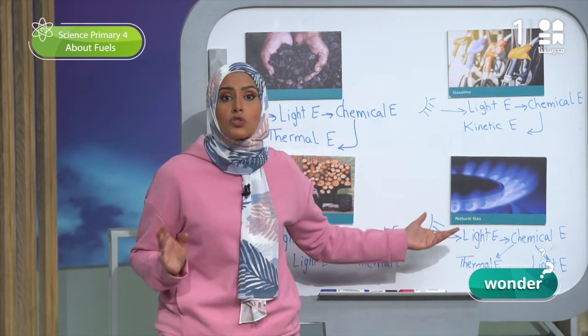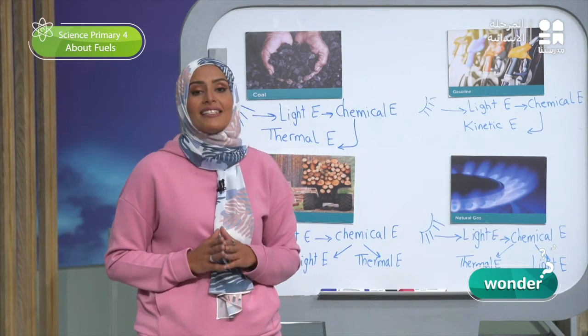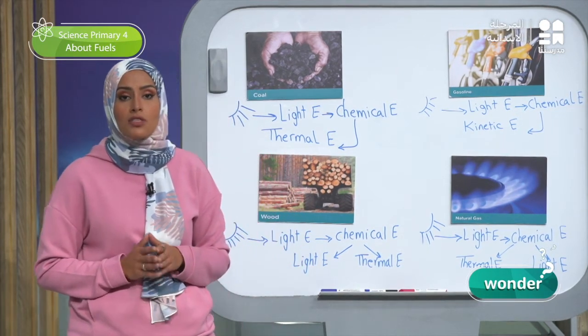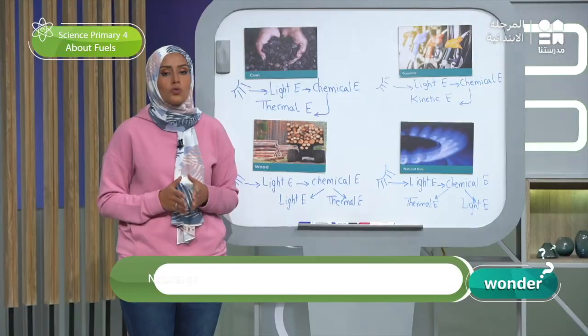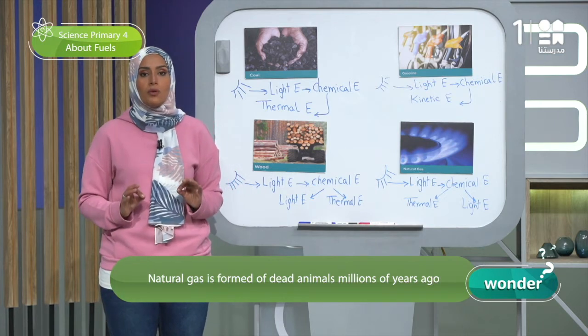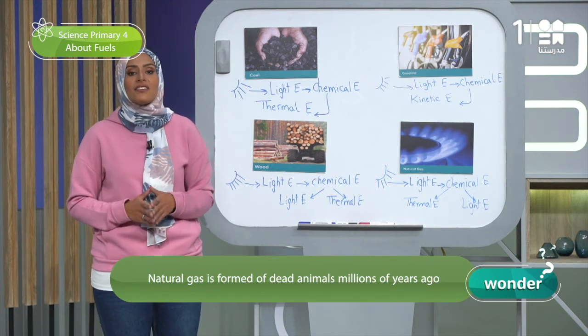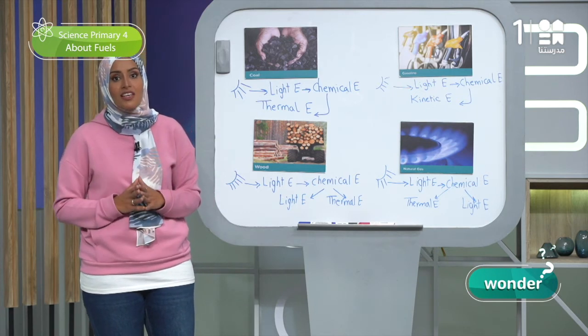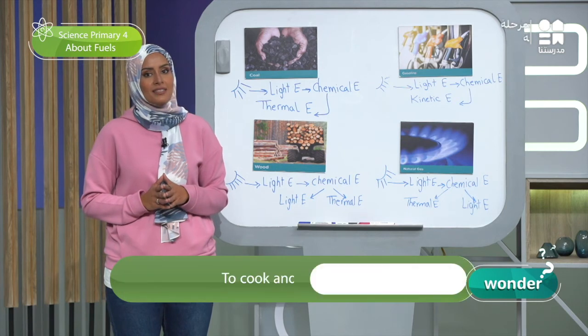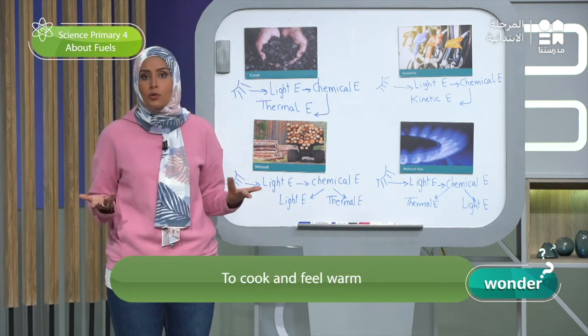Do you know the source of natural gas? Dina thinks that natural gas is formed of dead animals buried under the ground for millions of years. What is it used for? It's used to power the cooker, as it gives heat. We use it for cooking. There are other uses for natural gas. How do we use it for energy?